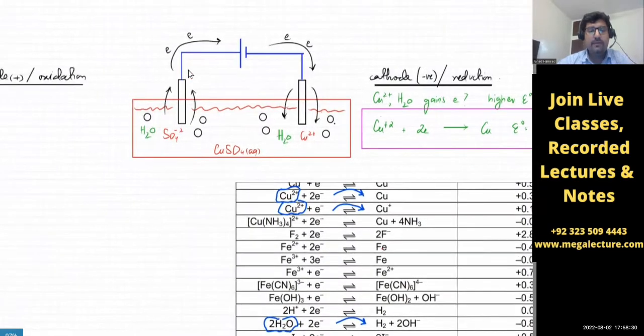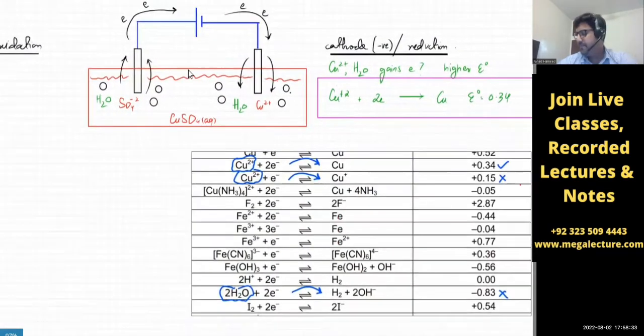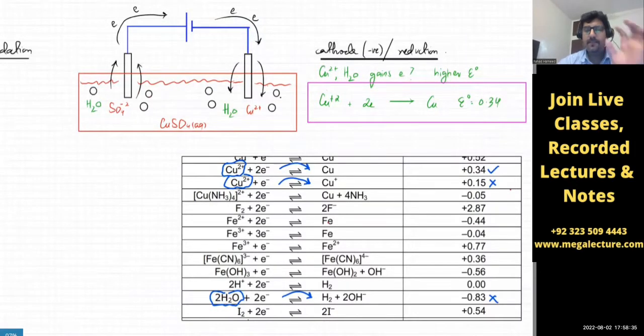Okay, anode, who's going to lose electrons? You clear? Anna clear? Alicia, Abhias is clear.